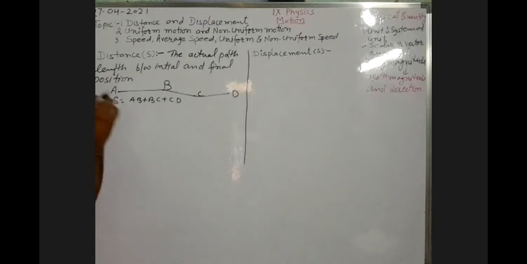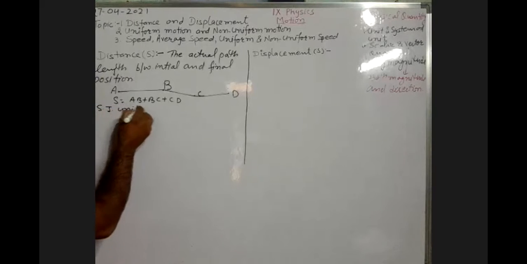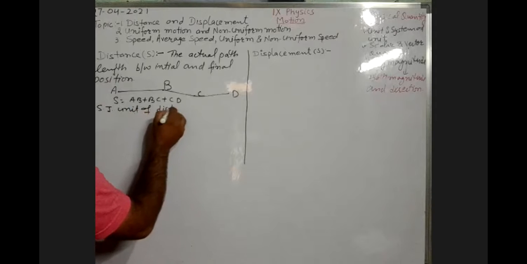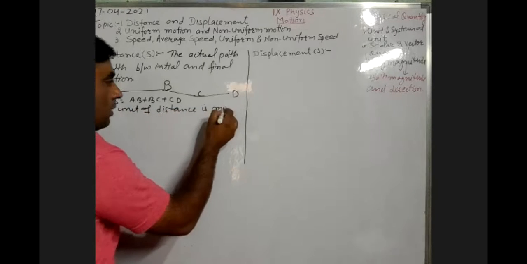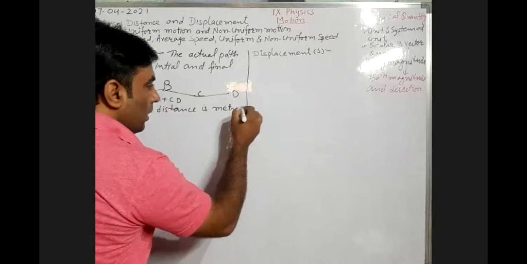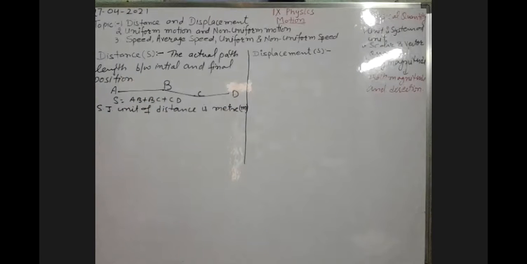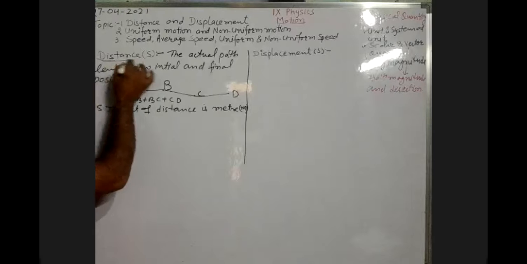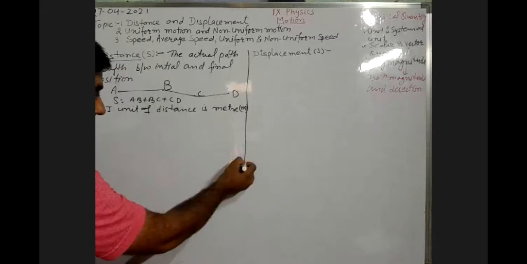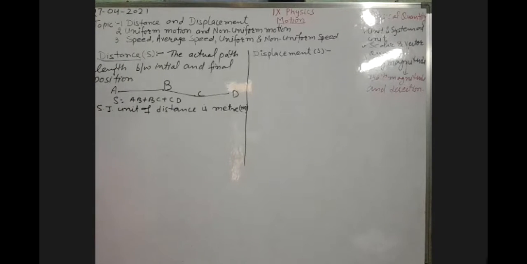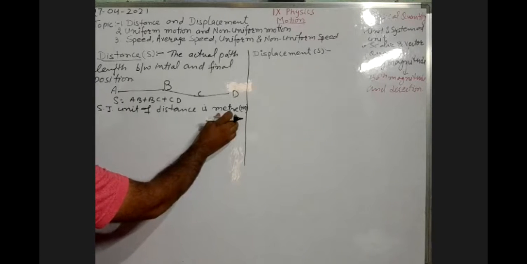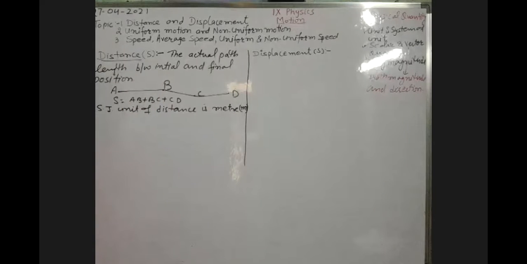Now, how do we measure the distance? We can measure distance using the unit meter. The SI unit of distance is meter. It is denoted by small m. We have already discussed this in the previous lecture, and I am revising it. With the help of a meter scale, we can measure distance. So this is the SI unit.